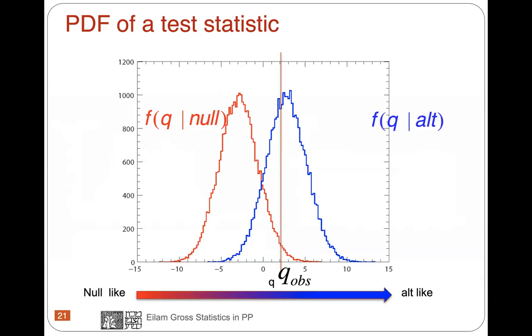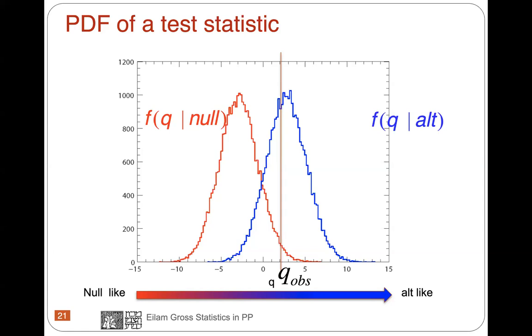So the red will be, in this case, the distribution of the test statistics under the null hypothesis, and the blue is f of q given H1, the distribution of the test statistics under the alternative hypothesis. Now I go and do the real experiment with real data, no simulation, and I get one number, which is my q observed, which you see here. Now, what do I do with it? I look at my q observed, and I need to make some decision based upon it.